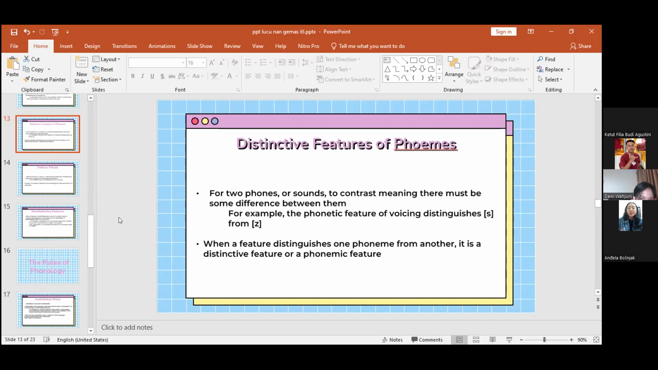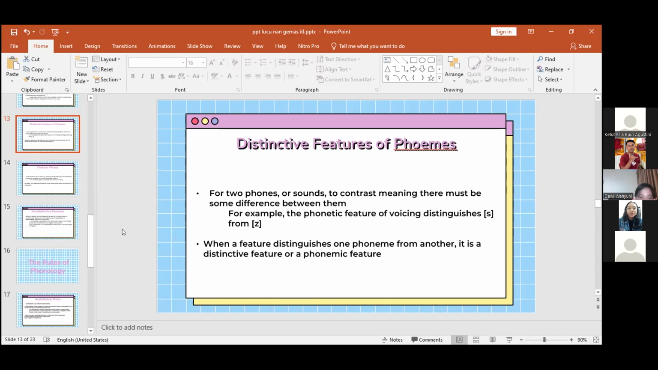For example, if you want to say cat in plural, you will say cats. Different from bag in plural, you say bags. It sounds like there's a Z at the end of the word, different from cats, which sounds like S at the end of the word. So that is the difference in this kind of phonetics.